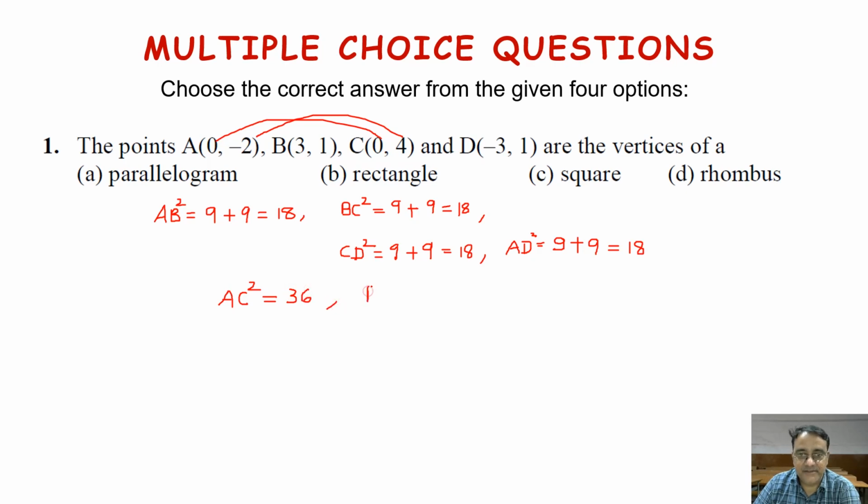So अब BD square. अगर ये diagonal same आ गया तो square, otherwise rhombus. So minus 3 whole square, 36, plus 1 minus 1, that is 0. So we are getting 36. So which option is the correct one? Option C, right. All 4 sides are equal and diagonals are equal. So correct answer is square.